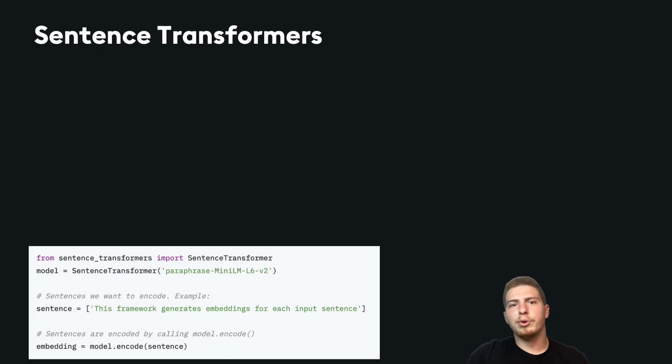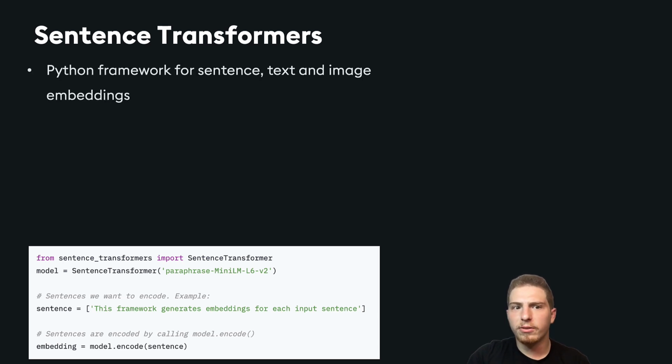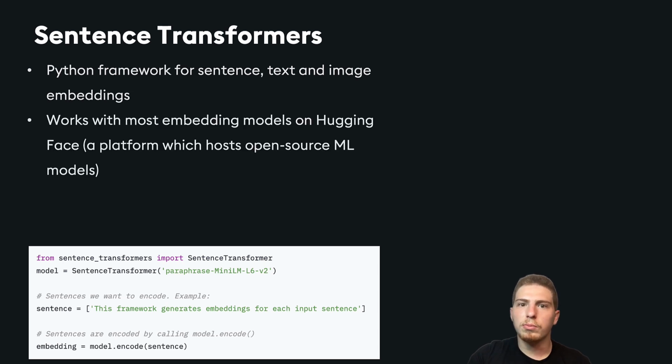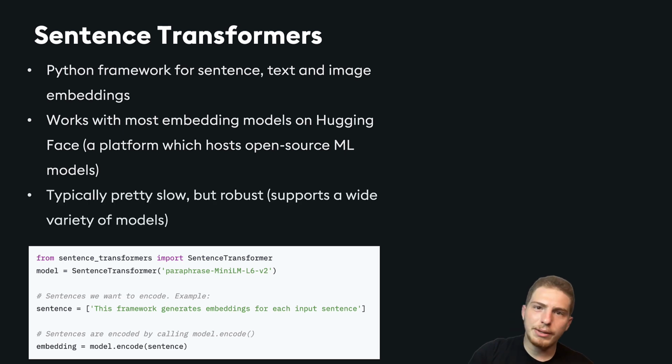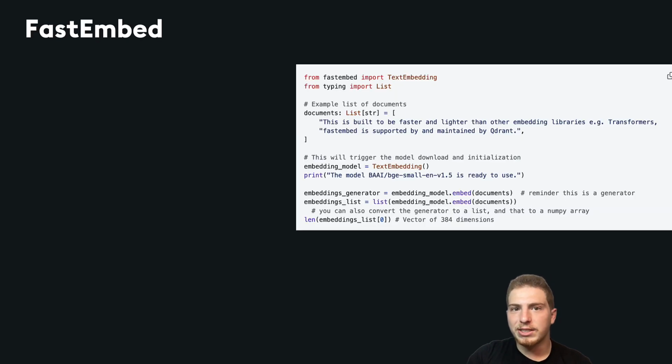A great library for working with embedding models is sentence transformers. Sentence transformers is a Python framework for sentence, text, and image embeddings. It works with most embedding models on Hugging Face, which is an open source ML platform. And it's typically pretty slow, but robust. So it supports all embedding models on Hugging Face, but downloading this library and doing inference is going to be pretty slow in practice.